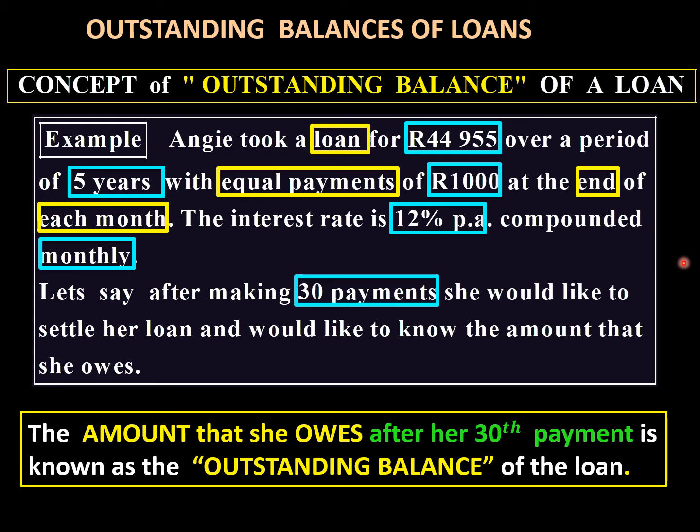But let's say that after making 30 payments, she would like to settle her loan. And we'd like to know what is the amount that she owes. Now this amount that she owes after having made the 30th payment, that is known as the outstanding balance of the loan.